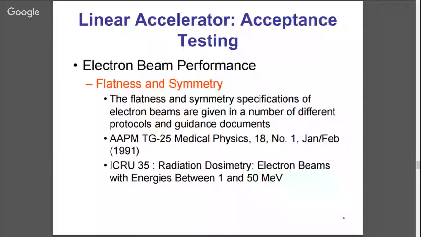We also need to check flatness and symmetry for the electron beams. The flatness and symmetry specifications of electron beams are given by a number of different protocols. For example, there's the AAPM Task Group 25. Historically, this is the one that was being used from 1991. I'm not sure, there might be a more recent one. ICRU also have a set of specifications for radiation dosimetry for electron beams over the range that we might use clinically.